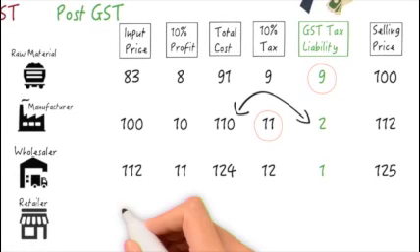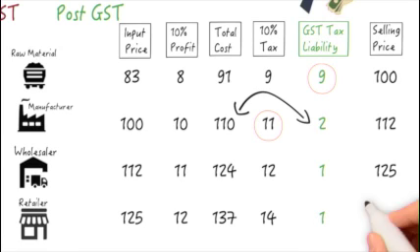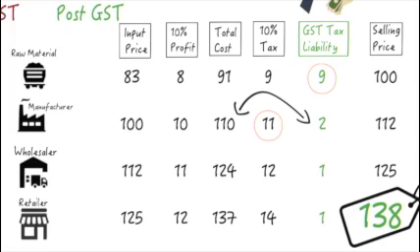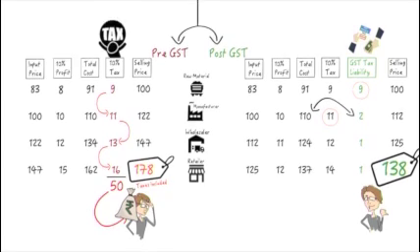The retailer's cost of buying is 125 rupees. After adding the expenses and profits, the price comes to 137 rupees. 10% tax on that is 14 rupees. His tax liability comes to 1 rupee, which he adds to the cost and puts it up as MRP of 138 rupees. So now you, as a customer, will have to pay 138 rupees only in the new GST regime, as compared to the previous tax scheme, where all the tax burden was on the customer, and you were paying 178 rupees. That's a huge difference.